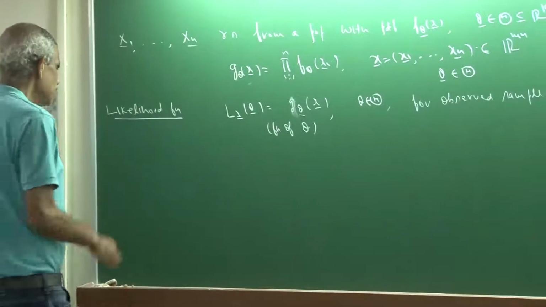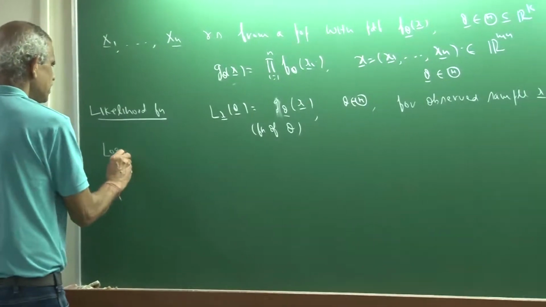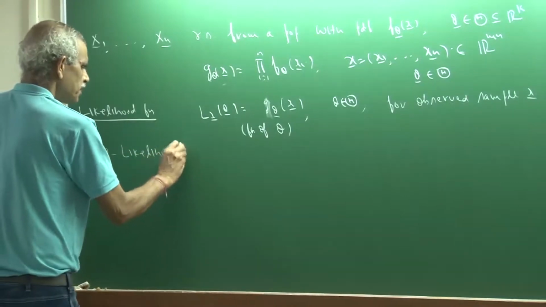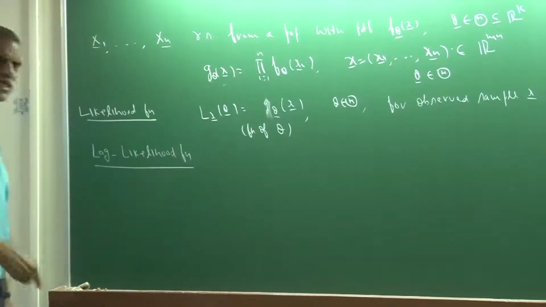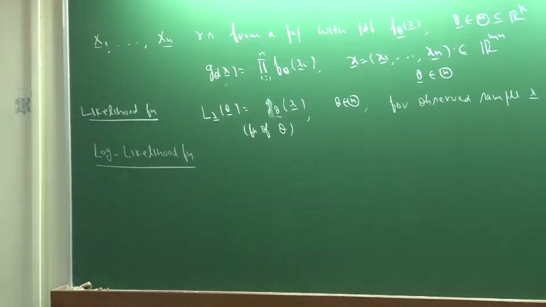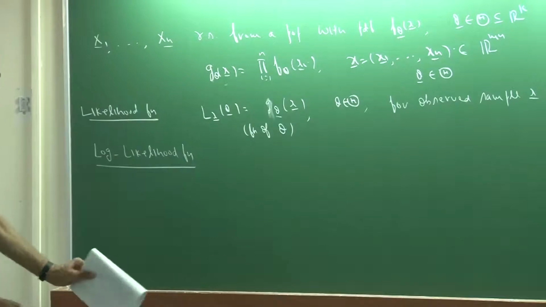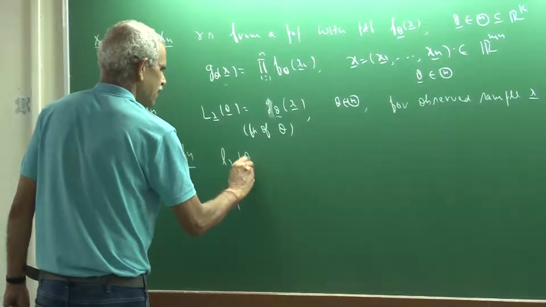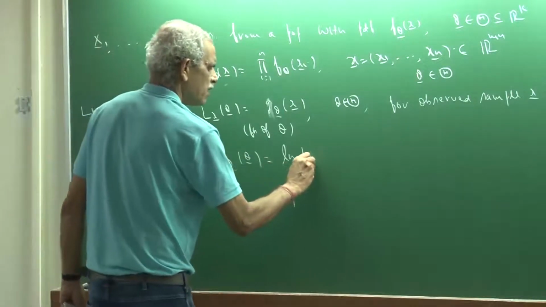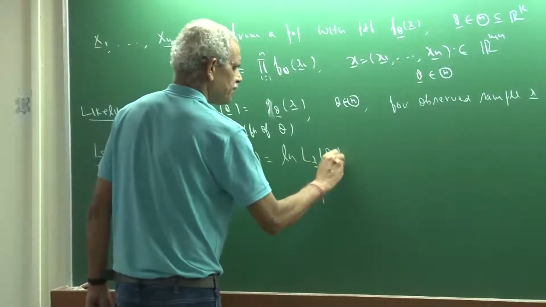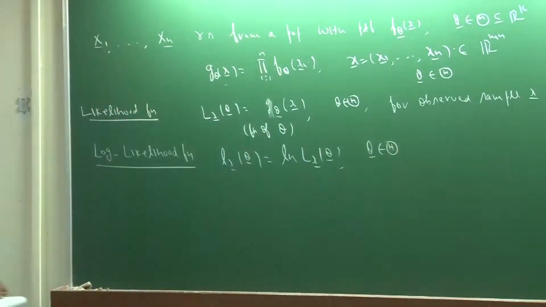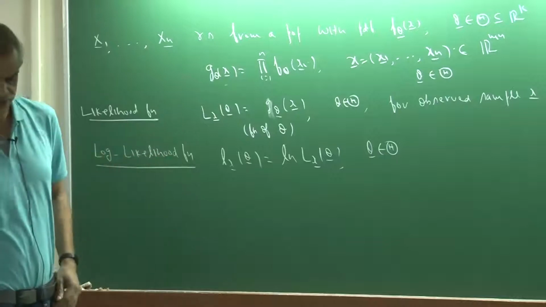as a vector. Then we realize that sometimes it is easier to maximize the log likelihood function, because log function is an increasing function. So whether you maximize Lx theta or its log, they are one and the same thing. The maximizer is going to be the same. So you define the log likelihood as log of Lx theta. So you maximize this or maximize this.